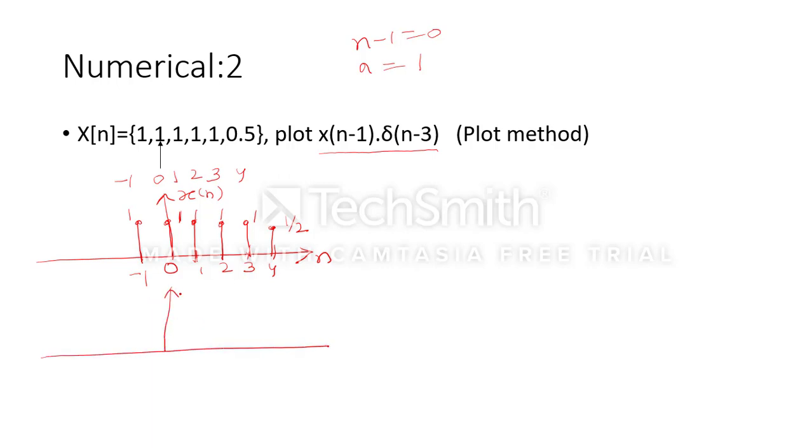So my x[n minus 1] will become, the minus 1 value will come at 0, the 0 value will come at 1, the 1 value will come at 2. Like this every sample will shift, and now my signal will go up to 5. So this is 1 value, this is 1 value, this is 1 value, 1, 1 and half.